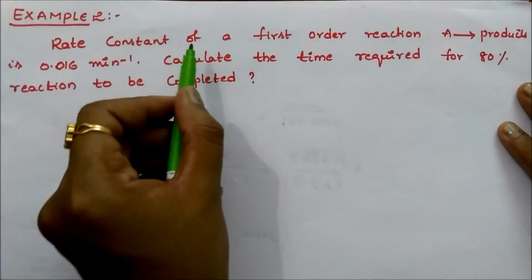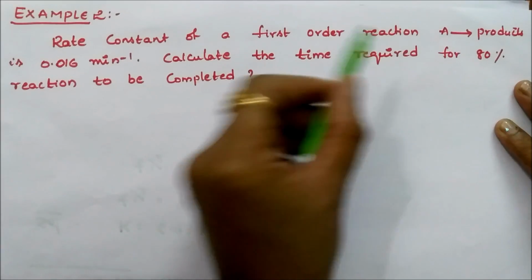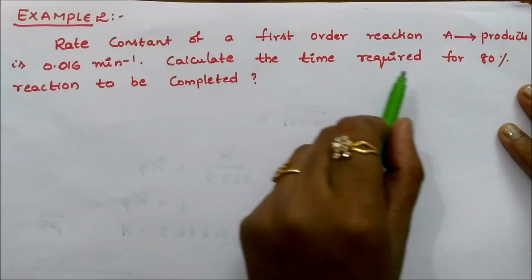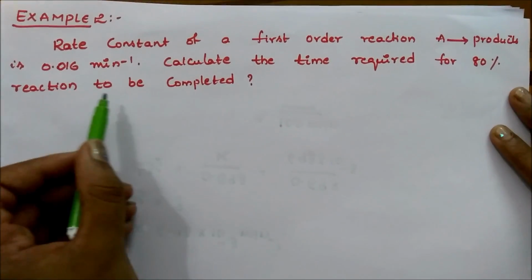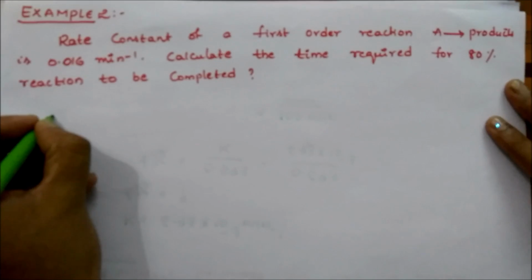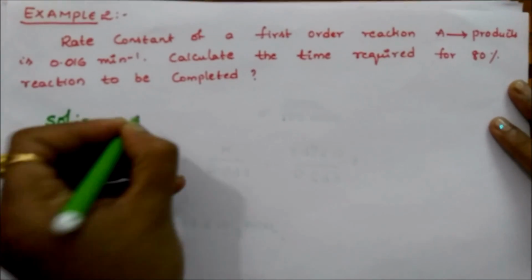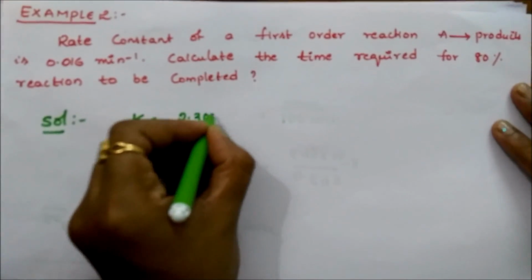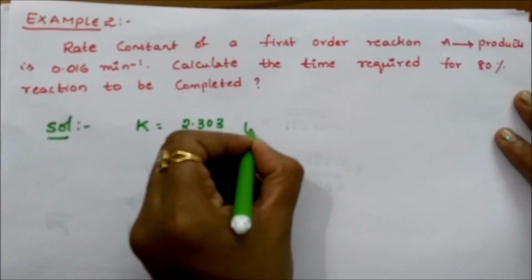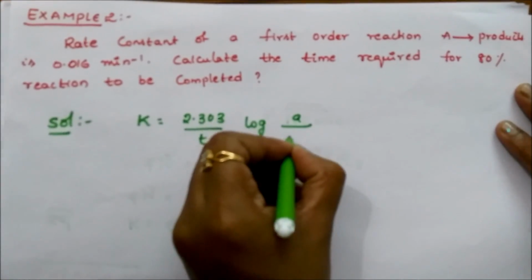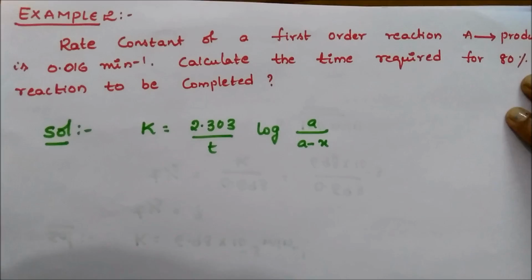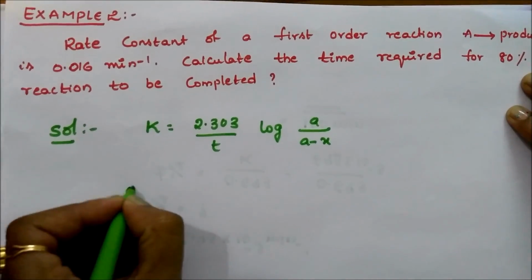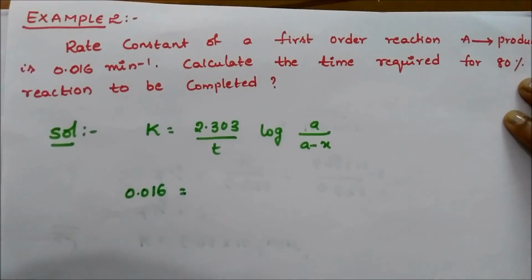Model 2. Rate constant of a first order reaction is 0.016 per minute. Then calculate the time required for 80% reaction to be completed. For first order, what is the formula? K equal to 2.303 by T log of A by A minus X. According to the given question, K is equal to 0.016. Substitute that.